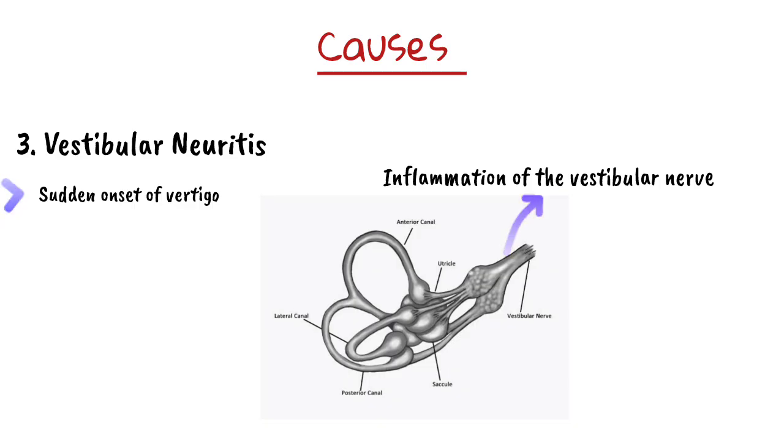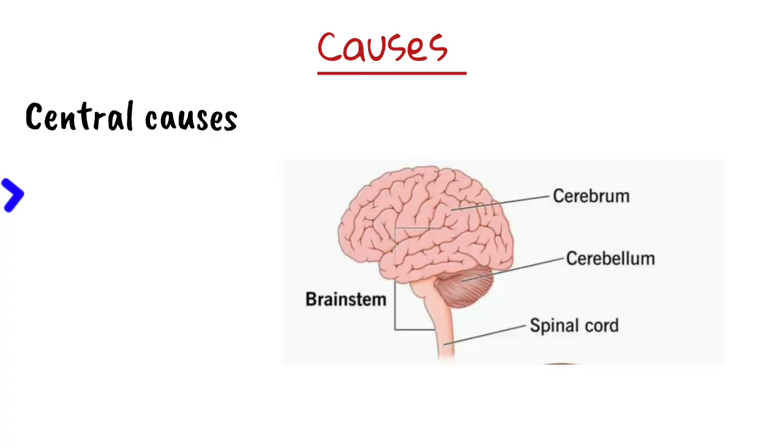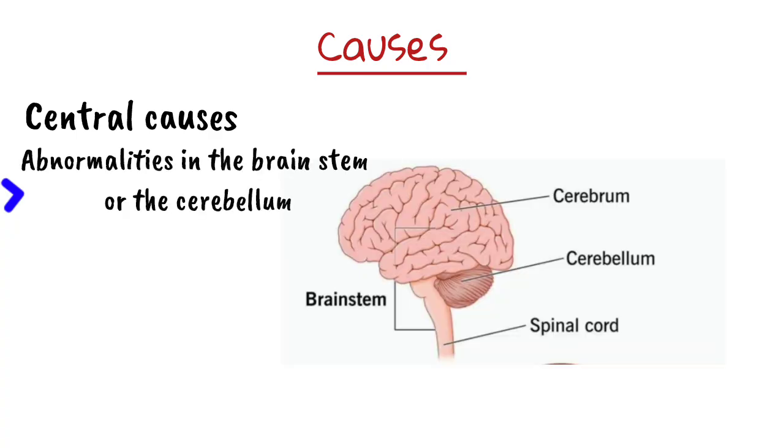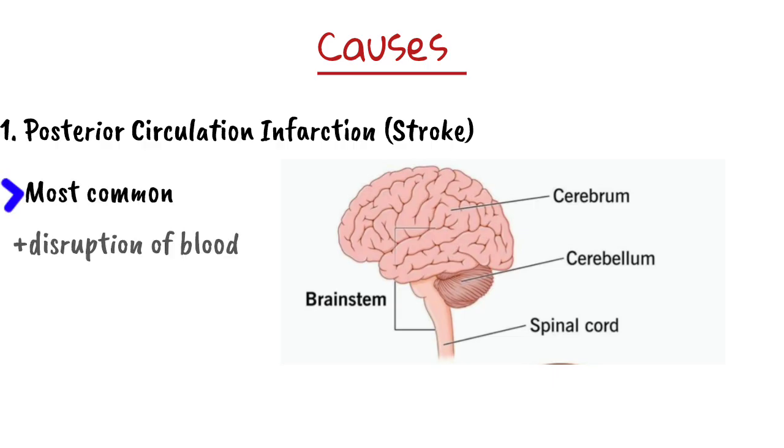Now let's talk about the central causes of vertigo. Central vertigo originates from abnormalities in the brainstem or the cerebellum, where the vestibular signals are processed and integrated. The first one we have is posterior circulation infarction, which is also called stroke. This is the most common critical central cause, and it includes disruption of blood flow to the cerebellum and brainstem.